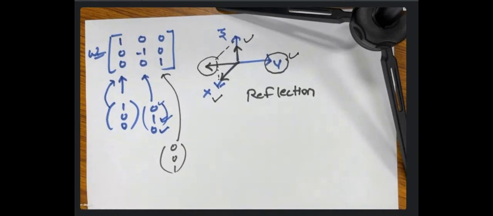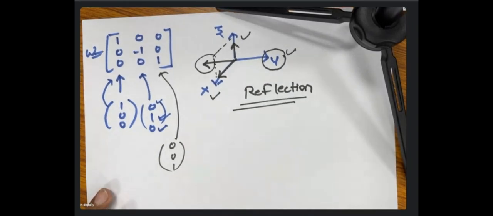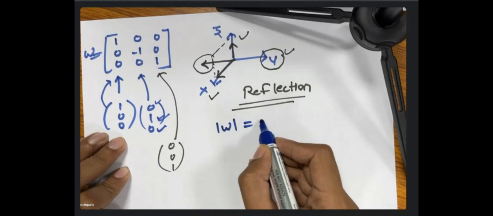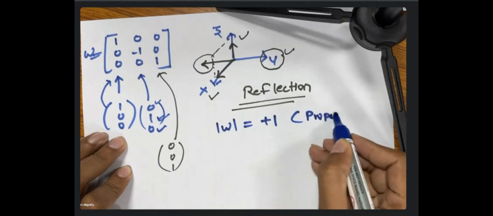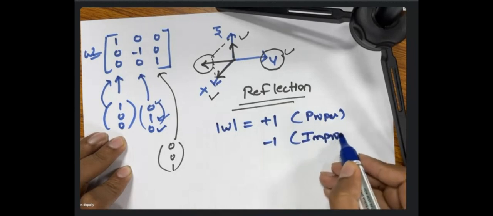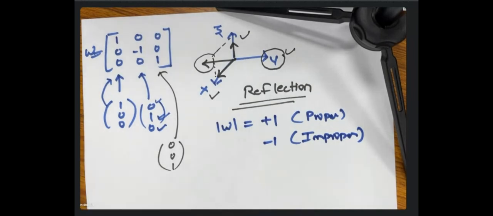Okay, one more thing, which kind of operation it is, proper or improper, that is kind 1 or 2. We already know that reflection is a kind 2 operation, but still let's solve it using the determinant. We know the determinant of the W symmetry transformation matrix: if it is plus 1, it is proper. If it is minus 1, it is improper.